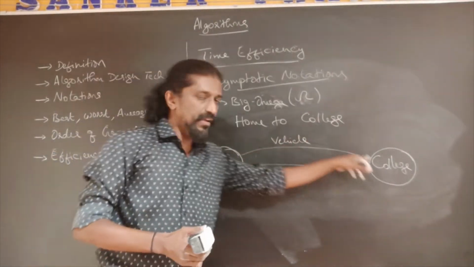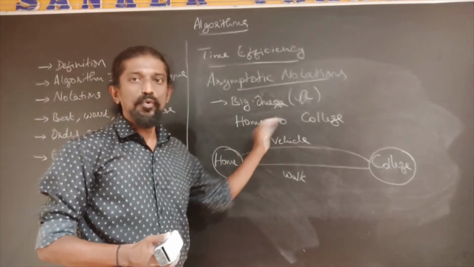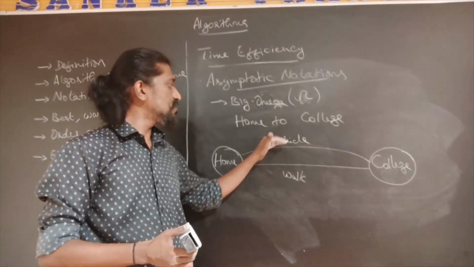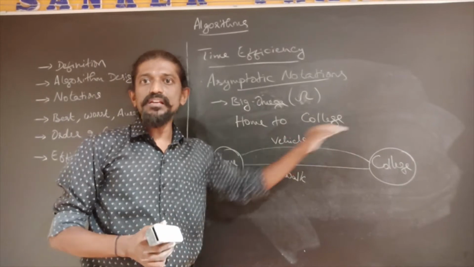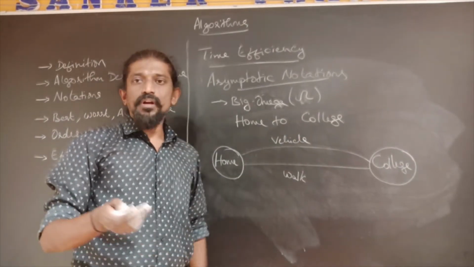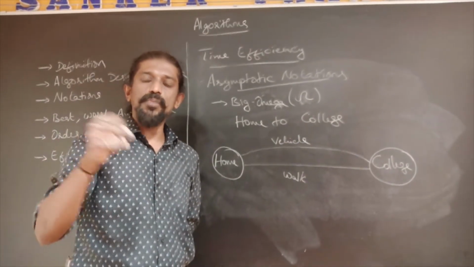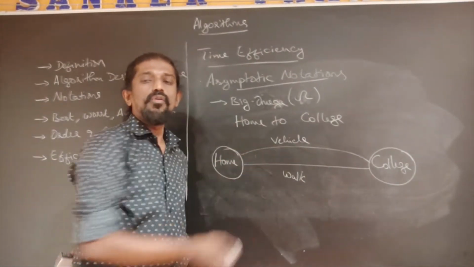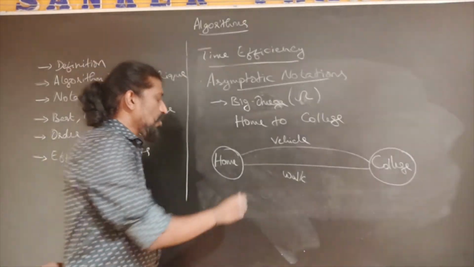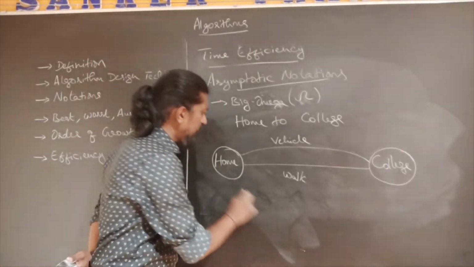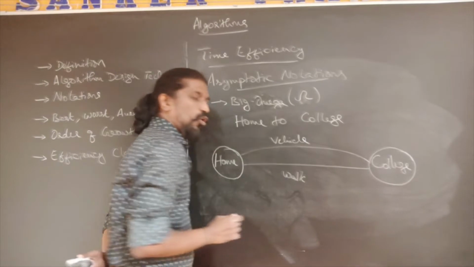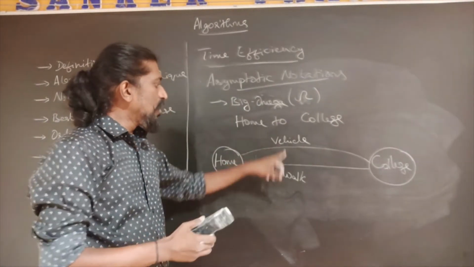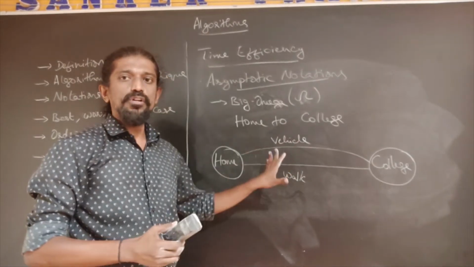When we take vehicle, we may have a two-wheeler, we may have a four-wheeler. Therefore there are multiple means when we consider a vehicle as an algorithm design technique. Just like we have in divide and conquer, we have merge sort and quick sort. So there can be multiple algorithms using the same algorithm design technique. Now when we reach the college from the home, it will take some amount of time for us to reach using any one of the algorithm design techniques.